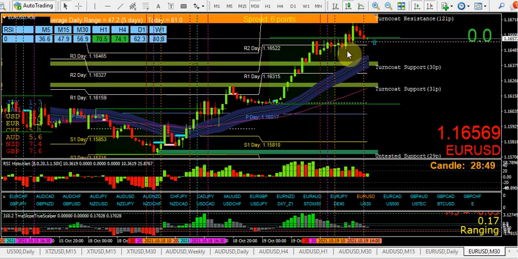Okay, I'm back. So yeah, if it goes through R1, it's liable to test R2, and if it goes through R2, it's highly likely to test R3 up above there. But it doesn't have to. Never ever ever assume anything. That's why we have 3 candle reversals. That's why we wait for momentum. That's why we watch for divergence.